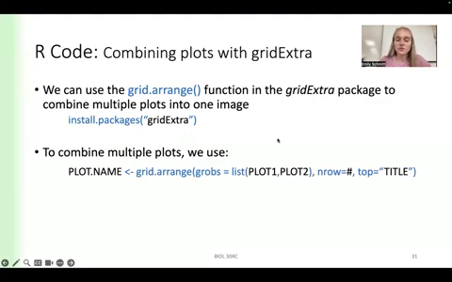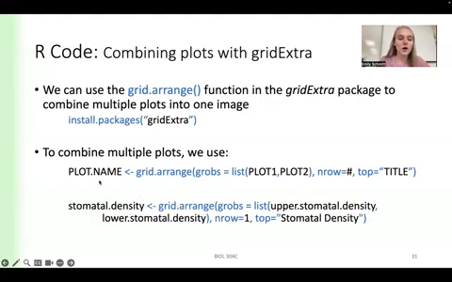And then to use this grid arrange function, we're going to give the new plot a name. And then we're going to use our arrow to point at that name and call the grid arrange function. And then in parentheses, we're going to have the grobs, which is short for grab objects. And then we're going to have that equal to a list where we name the plots that we want to grab. So plot 1 and plot 2. And then we're going to do a comma, and we're going to say nrow, the number of rows, is equal to some number. And then a comma with top equals some title that we want to give that graph.